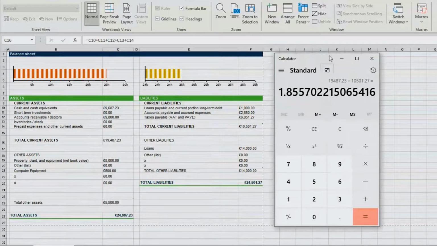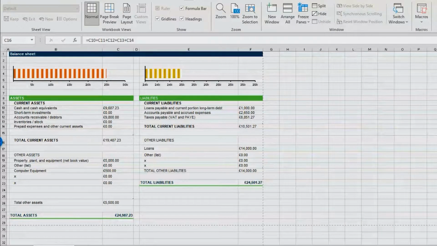1.85. Now, as I mentioned, the figure that you want to aim for is above 1, well, it's above 0, and around 2 would suggest that you've then got double the amount. So actually, in this position, the liquidity is pretty healthy in this business.